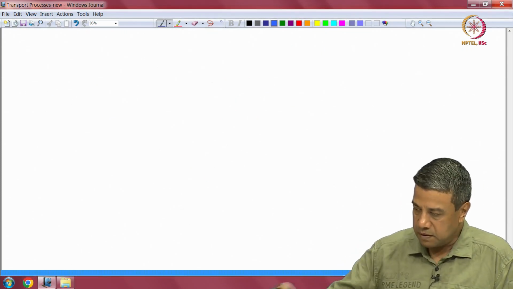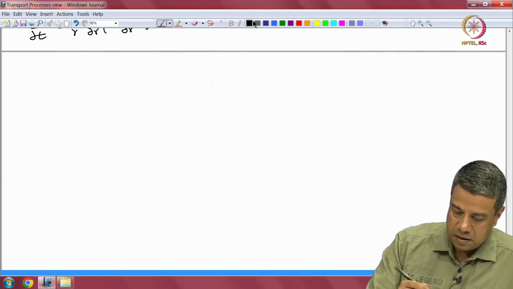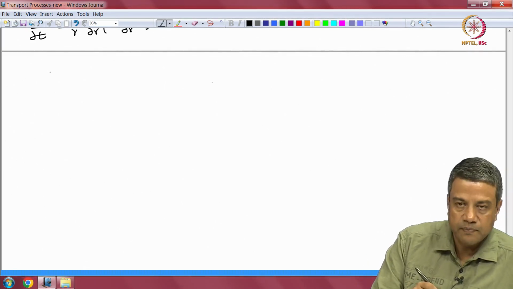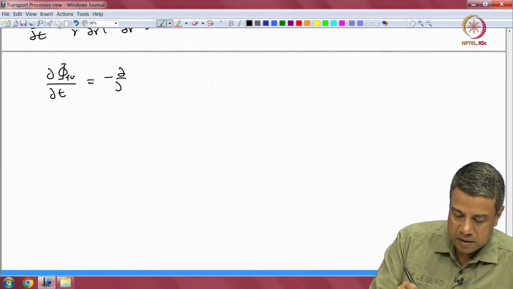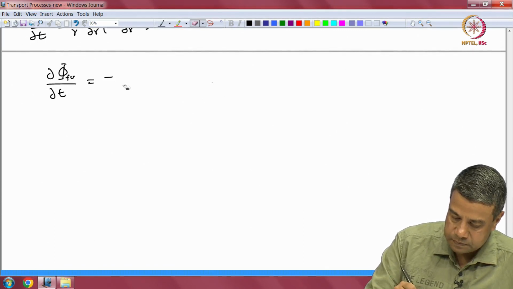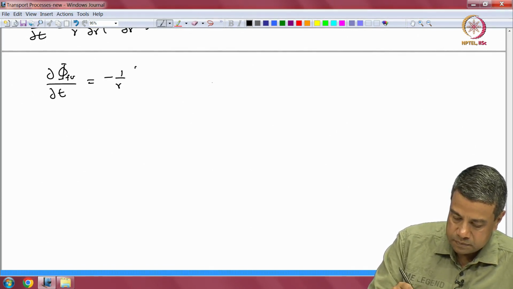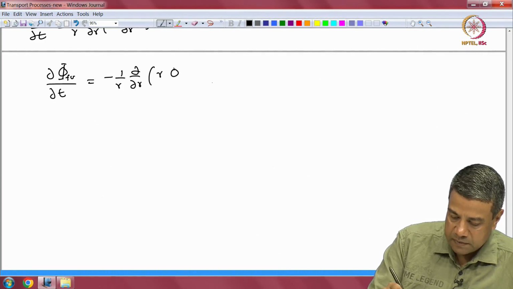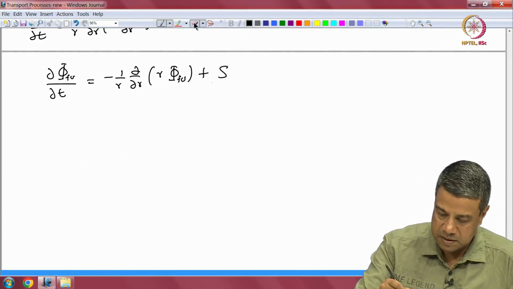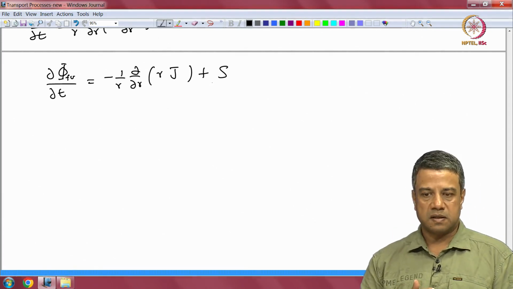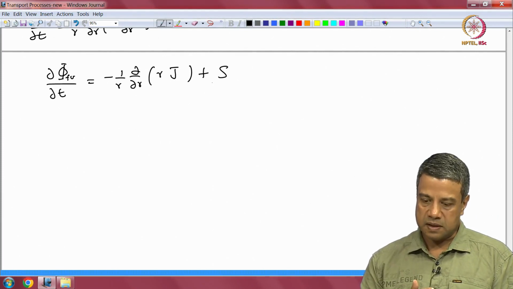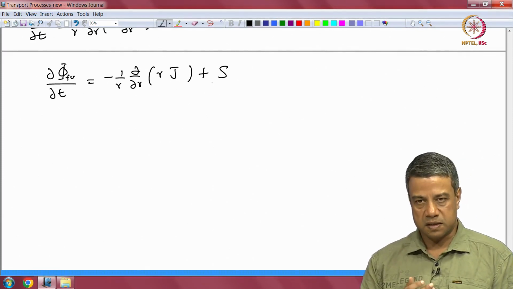So, in general, for mass and energy, the equation in a cylindrical coordinate system for the field variable is of the form partial phi by partial t is equal to minus 1 by r, partial by partial r of r times the generalized flux J, plus S, where phi is concentration or temperature, J is the mass flux or the heat flux, and S is the mass source or the energy source divided by rho Cp.